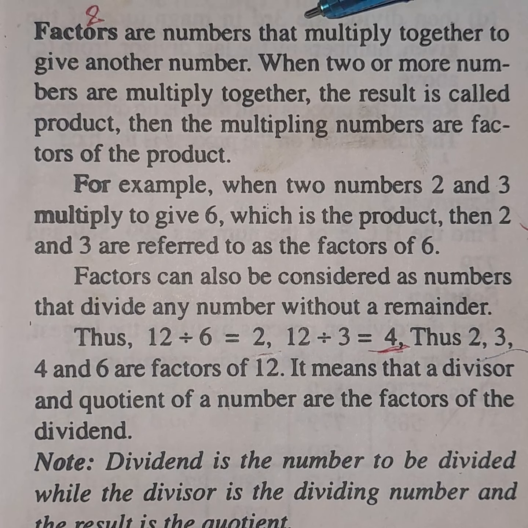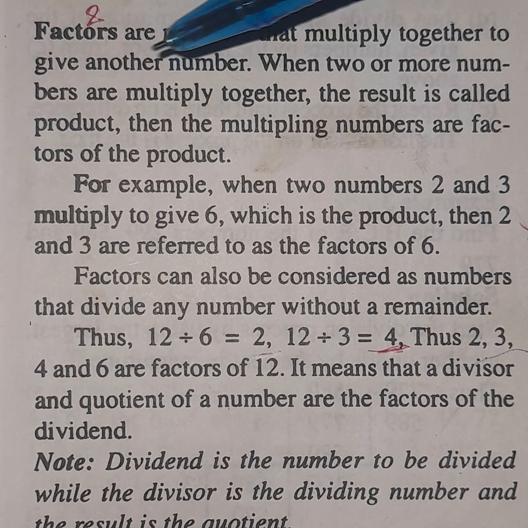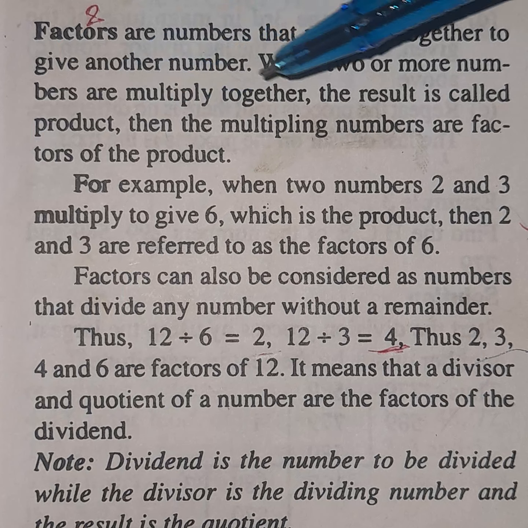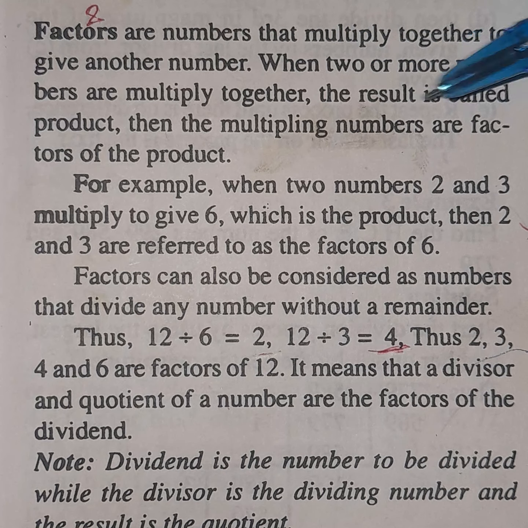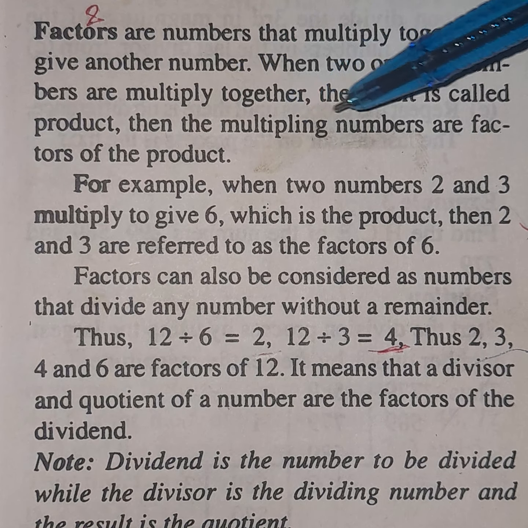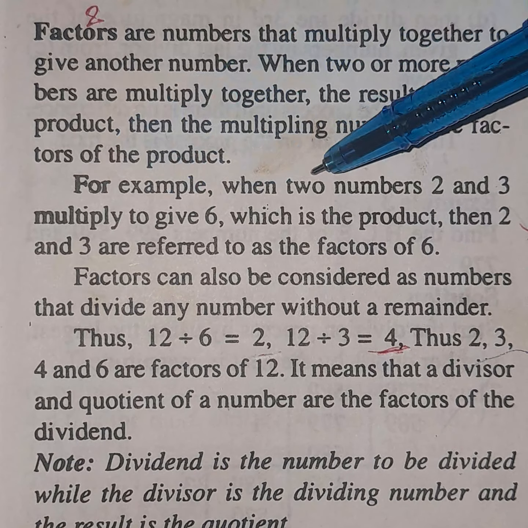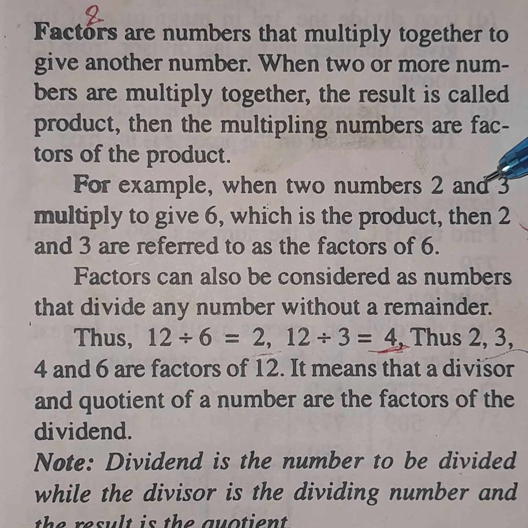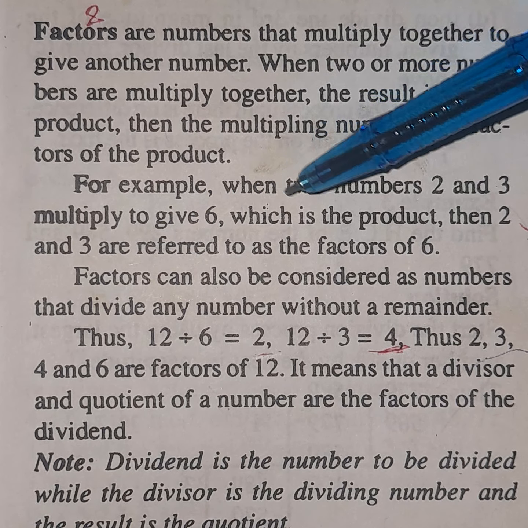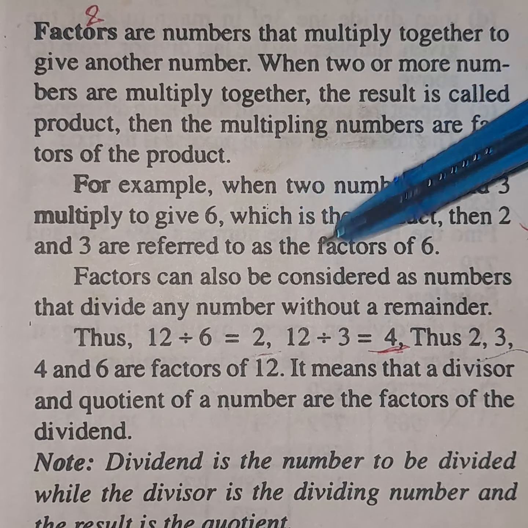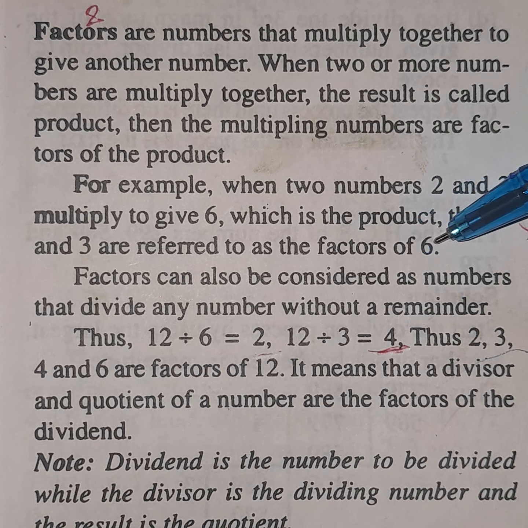Factors are numbers that multiply together to give another number. When two or more numbers are multiplied together, the result is called the product. Then the multiplied numbers are factors of the product. For example, when two numbers 2 and 3 multiply to give 6, which is the product, then 2 and 3 are referred to as the factors of 6.